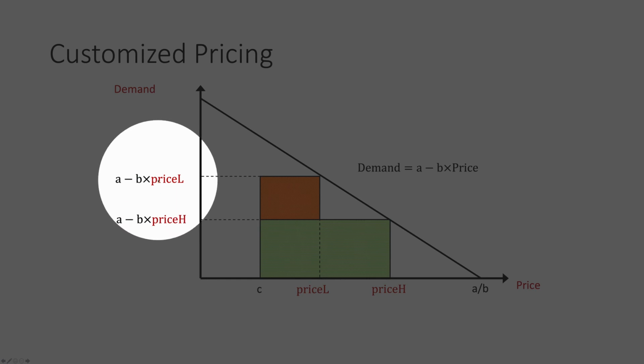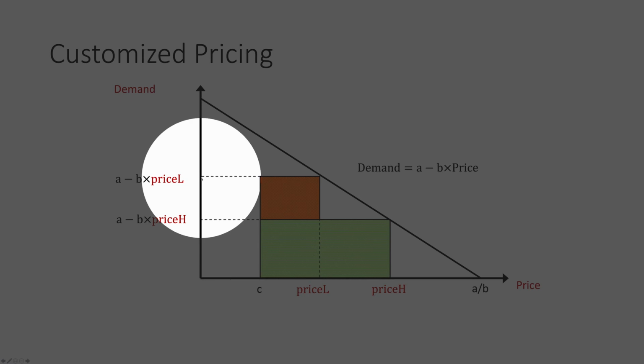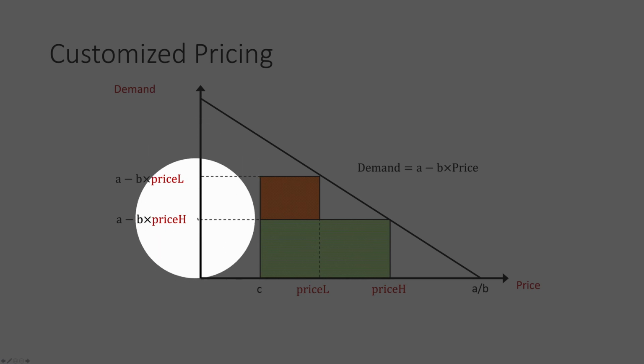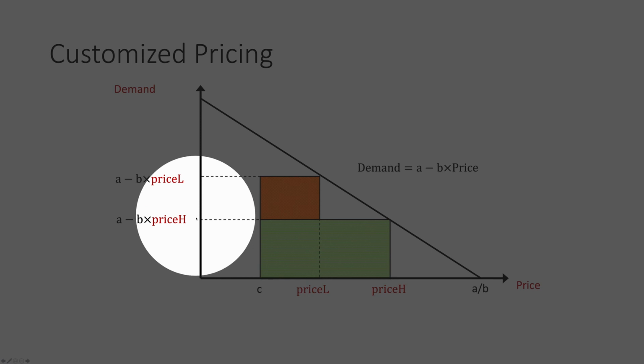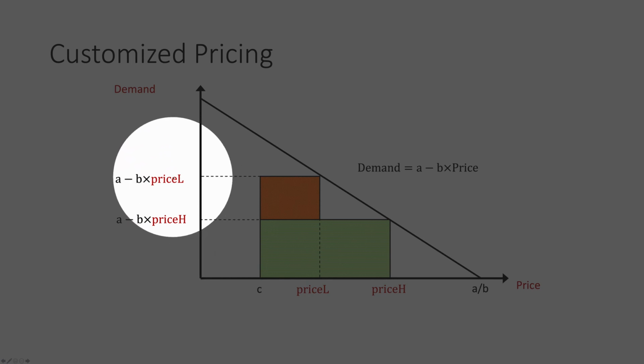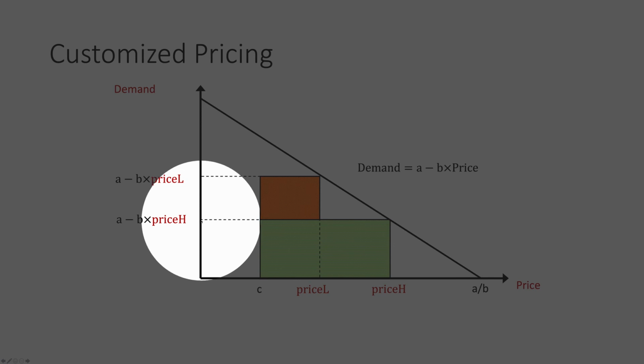Keeping in mind that it's important to be aware that the demand at low price is not A minus B times price L, because that would be the total height to this. Because the business class customers are already served, so this part of the customers are out. And then the economy class customers are actually the distance between here and here. So it will be this demand minus this demand, the height here.